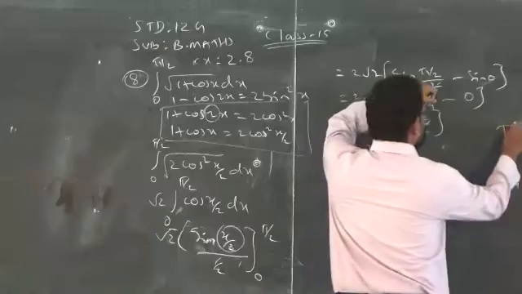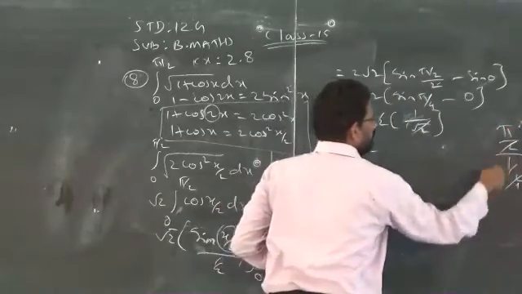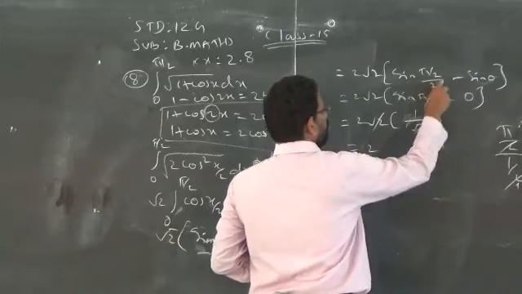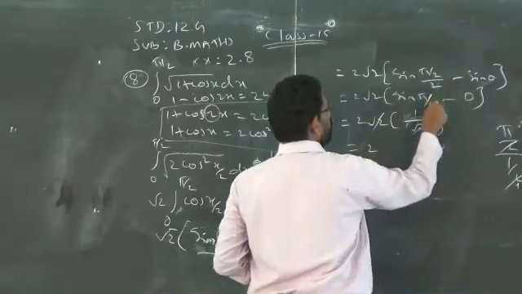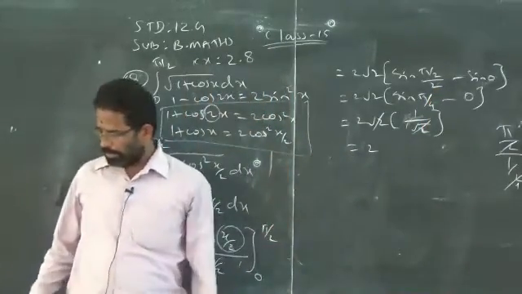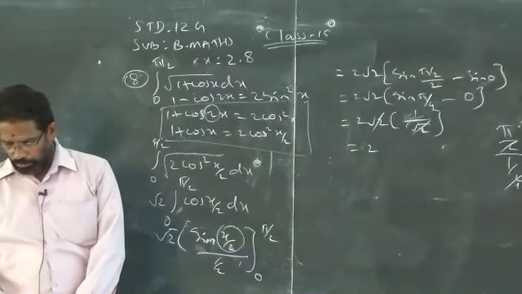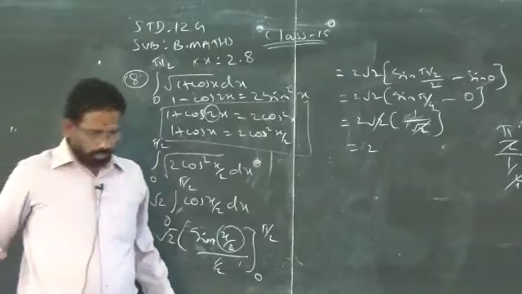You can cancel only when the denominator is in a fractional format. Here the denominator doesn't have a fractional format, so don't cancel this one, you have to multiply. 2 2s are 4. So sin 45 is 1 by root 2. Root 2 gets cancelled. You will get the answer 2.